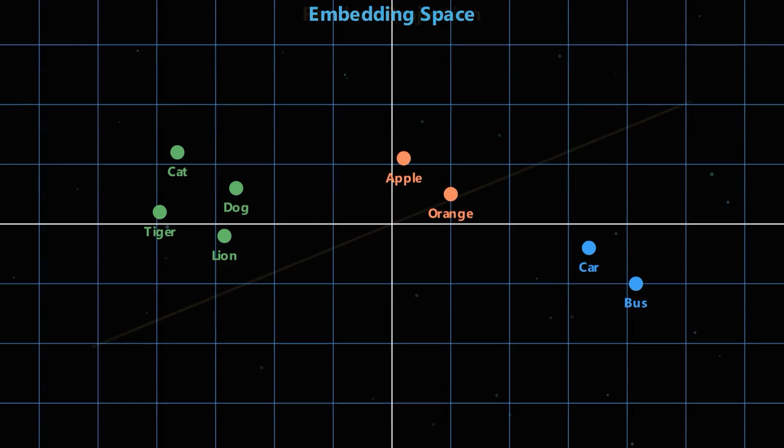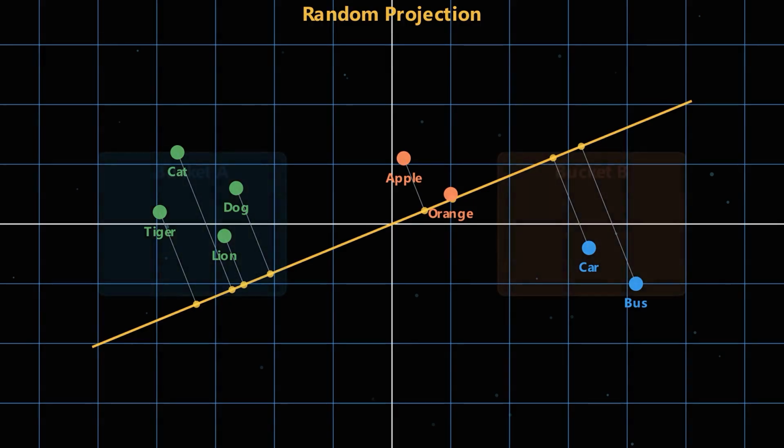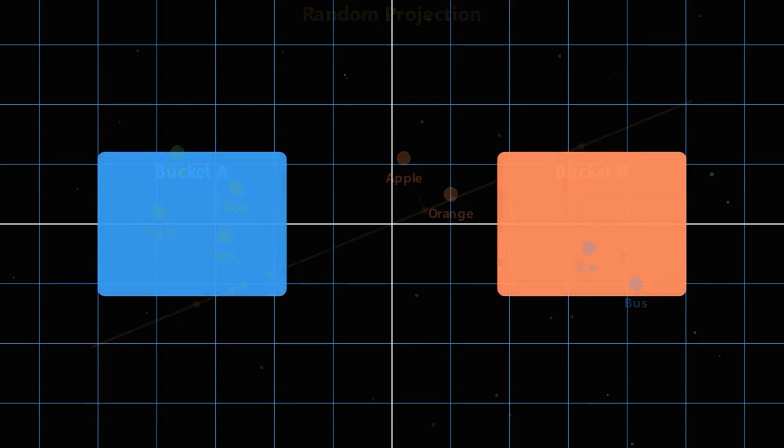Now comes the clever trick. Instead of measuring every distance directly, Reformer simply throws a completely random direction through the embedding space. Every vector is projected onto this random line. Everything on one side enters one bucket. Everything on the other side enters another bucket. Amazingly, vectors that are already close together usually fall into the same bucket.